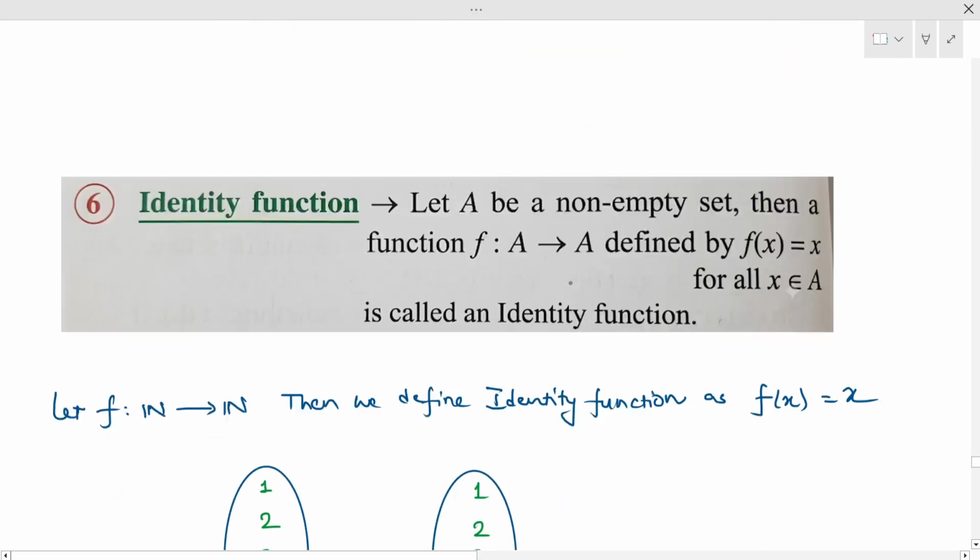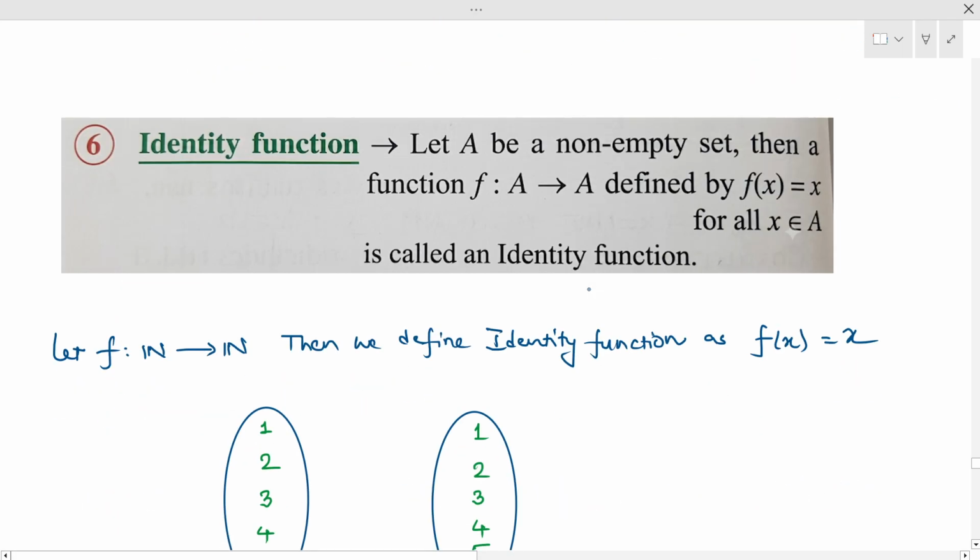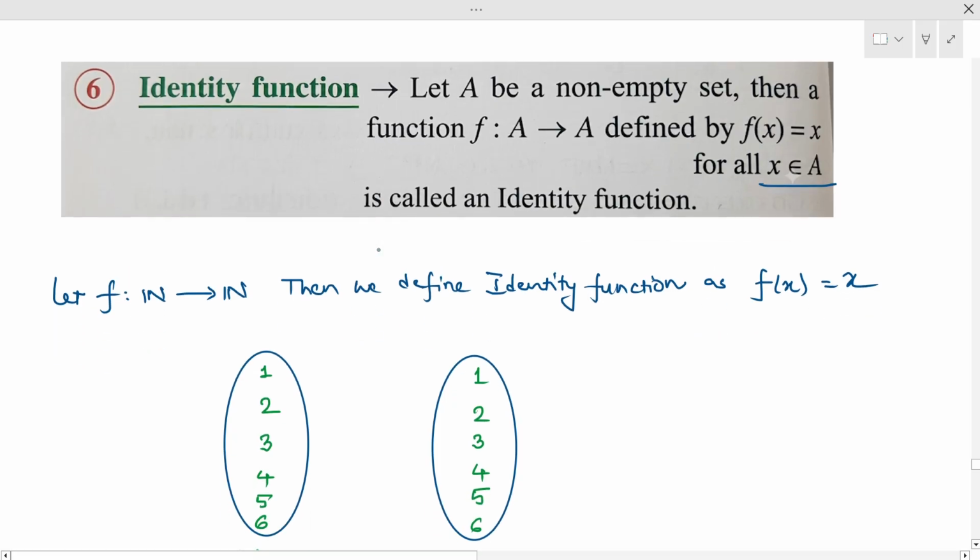Okay. Next is identity function. So let A be a non-empty set, then a function f from set A to itself, means f is a function from the same set, right, defined by f(x) equals x for all x in A is called an identity function. So the most famous identity function is f(x) equals x, right?